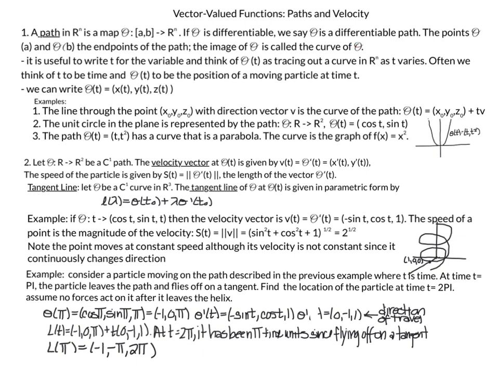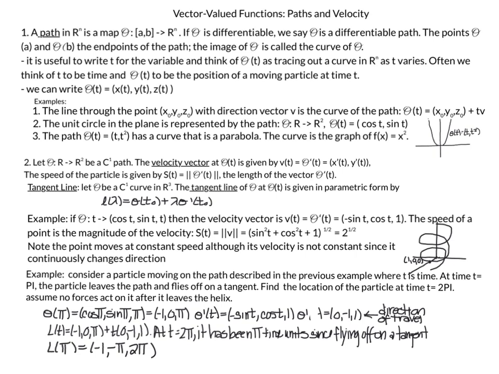It is useful to write t for the variable, so this would be sigma of t, and we think of sigma of t as tracing out a curve in Rn, in 3-space or n-space, as t varies. Often we think of t as time, and sigma of t as the position of the moving particle at time t. We can write sigma of t equal to x of t, y of t, and z of t if we're in 3-space. So again, t is time, and this function sigma gives us the position at time t.